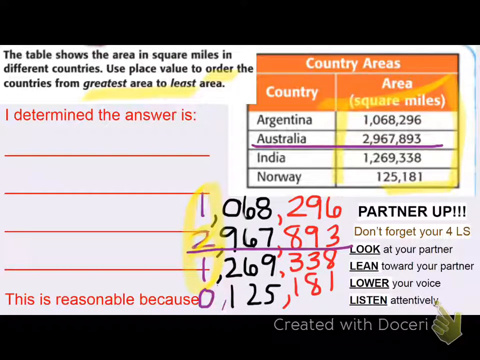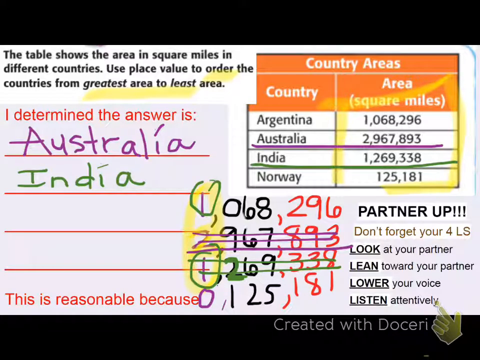Now when we look at the two values that have 1 million as the first largest digit, we can then move on to the second digit, which of course is the 100,000. Well, 0 in the 100,000 is not going to be larger than this 2. The 200,000 is bigger than the other two values. I'm going to go ahead and write down Australia and then of course India. India has the second greatest value.